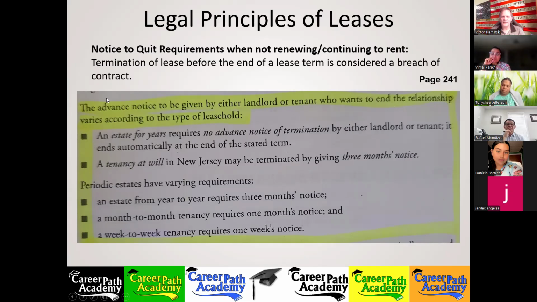All we're highlighting here is, I'm just putting a highlighted box on page 241 around the different notice requirements for the different types of leasehold estates. We had this at the beginning of the chapter in each description of each individual leasehold estate. Here, it's just a description of the notice to quit for all the leasehold estates in one place. Okay, because you need to know.